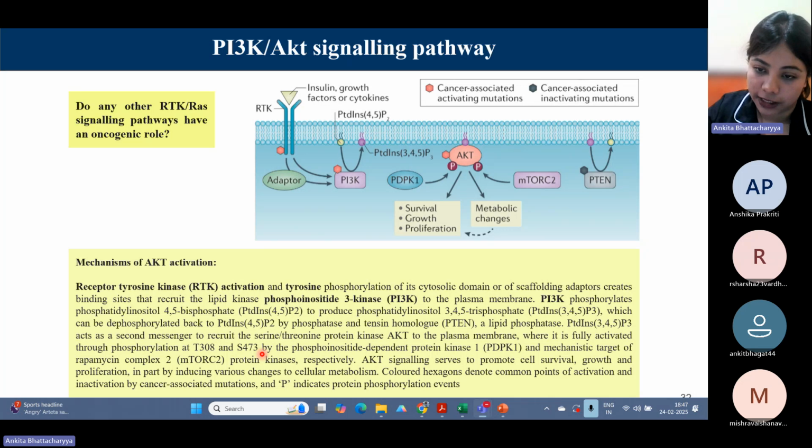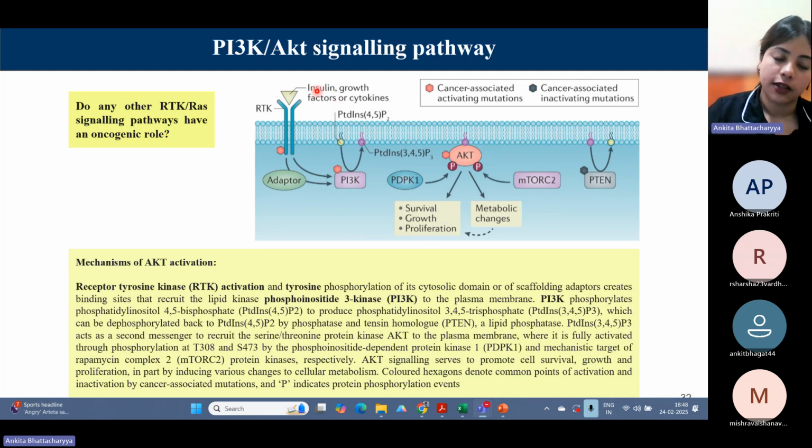protein kinases, respectively. Eventually, AKT signaling serves to promote cell survival, cell growth, or cell proliferation by various changes to cell metabolism. What you see in hexagons are common points of activation and inactivation by cancer-associated mutations, and P indicates phosphorylation events. Okay, lots of jargon, lots of confusion. Let's streamline it. This part you must be familiar with already by now, right?